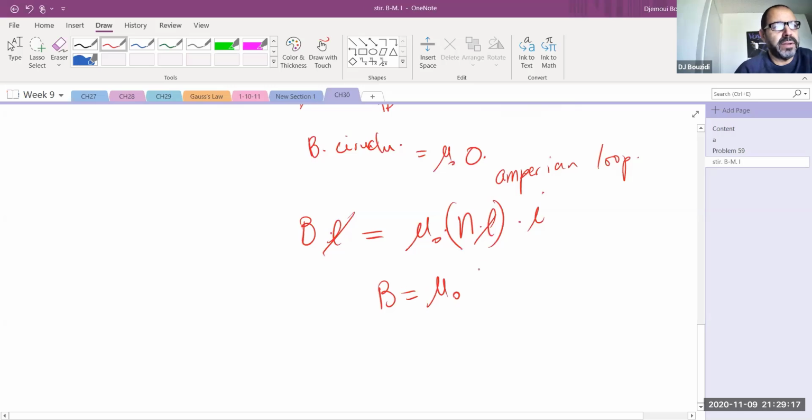This whole thing will give me 0 magnetic field. So it's going to be mu naught times n, which is the number of wrappings per unit length, times I. So this result is worth remembering. So this is the magnetic field.